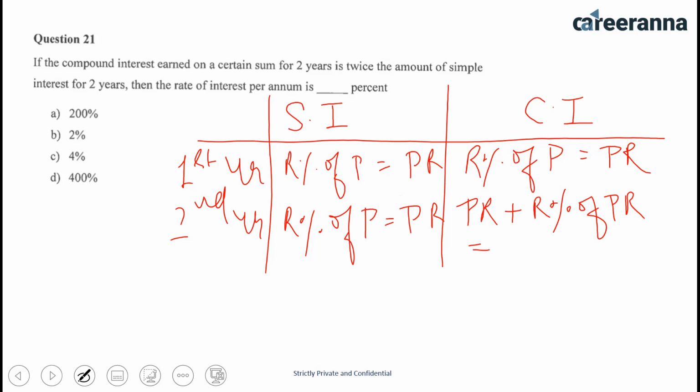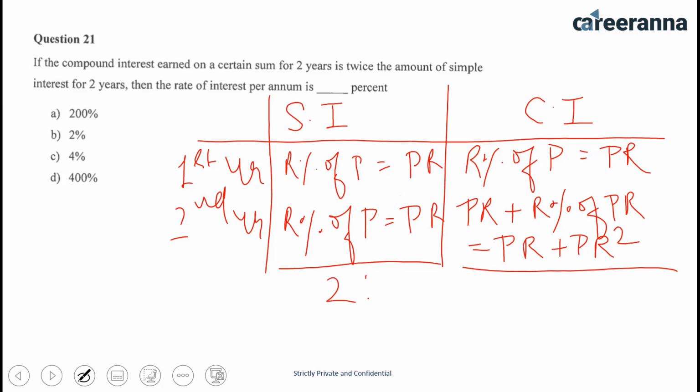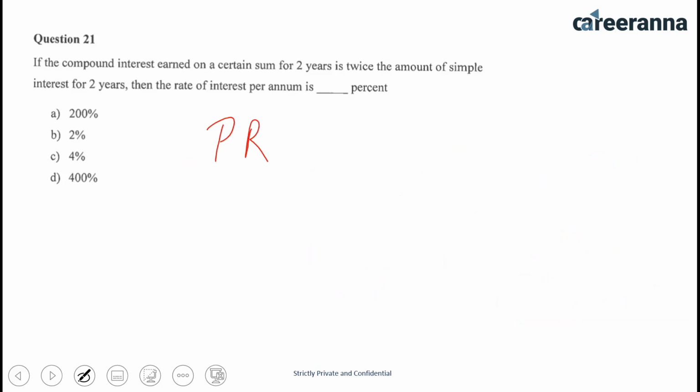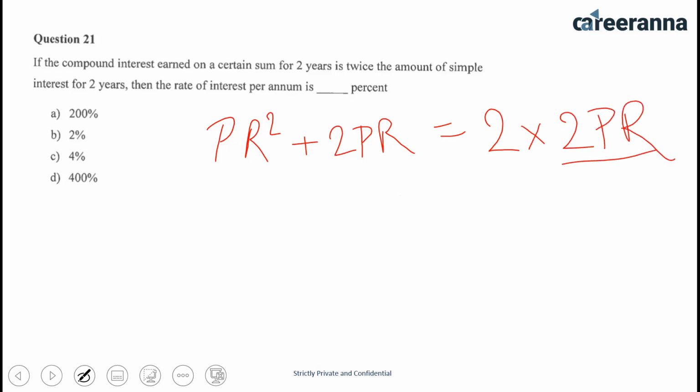So what will it become? It will become PR plus PR square. So if I take the total, this will become 2PR and this will become PR square plus 2PR. So these are our totals for simple interest for 2 years and compound interest for 2 years respectively. The question is saying that the compound interest is twice the amount of simple interest. Compound interest, PR square plus 2PR, is equal to twice the simple interest. What is the simple interest? 2PR. This is our simple interest.